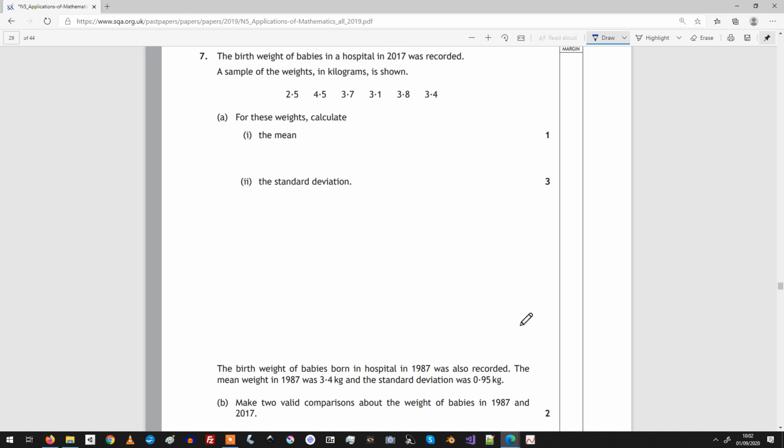Hi there. I thought I'd show you how to do standard deviation, but instead of using all the symbols, I was going to start using words instead.